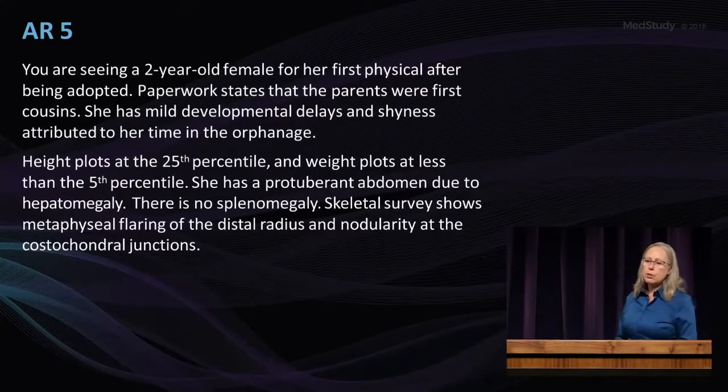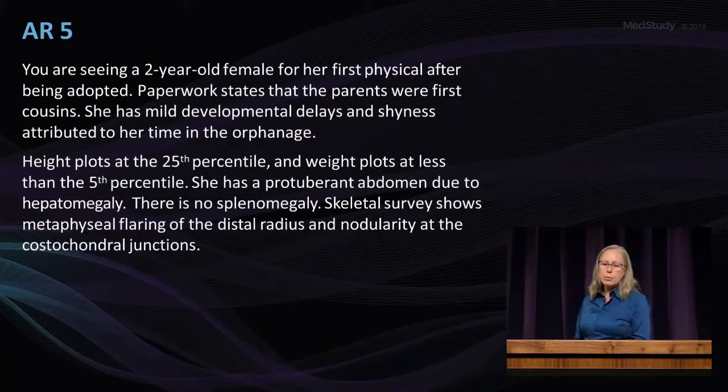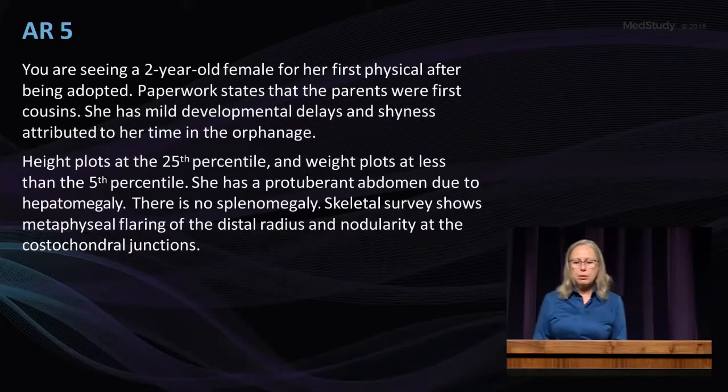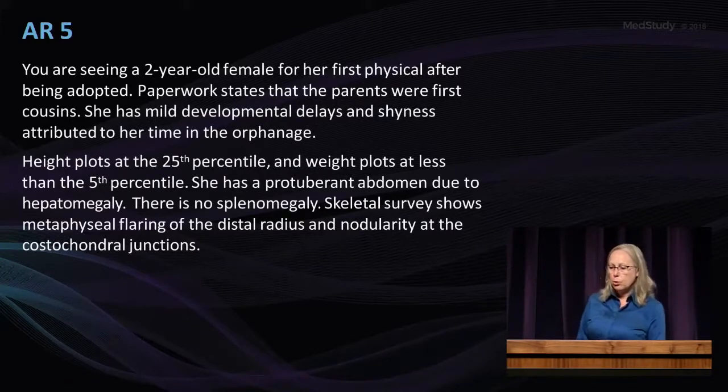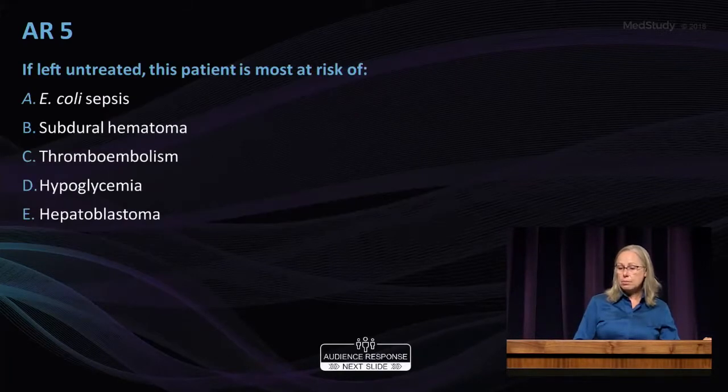All right, so you're going to see a 2-year-old female for her first physical after being adopted. Paperwork states that the parents were first cousins. She has mild developmental delays and shyness attributed to her time in the orphanage. Her height is at the 25th percentile, weight is less than the 5th. She has a protuberant abdomen due to hepatomegaly. There is no splenomegaly. Skeletal survey shows metaphyseal flaring of the distal radius and nodularity at the costochondral junctions.